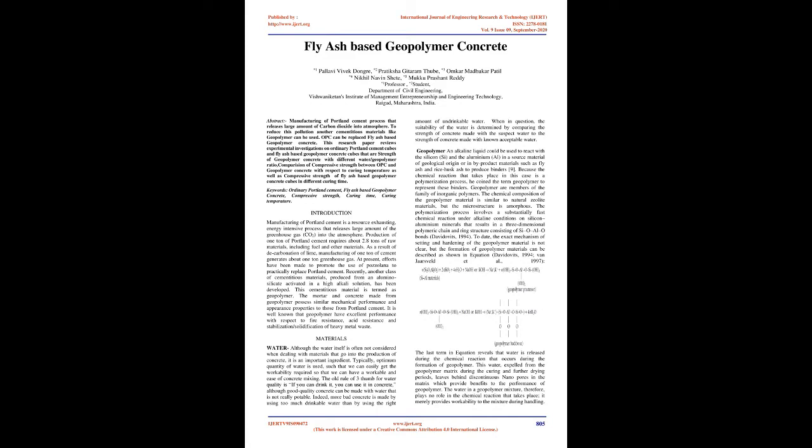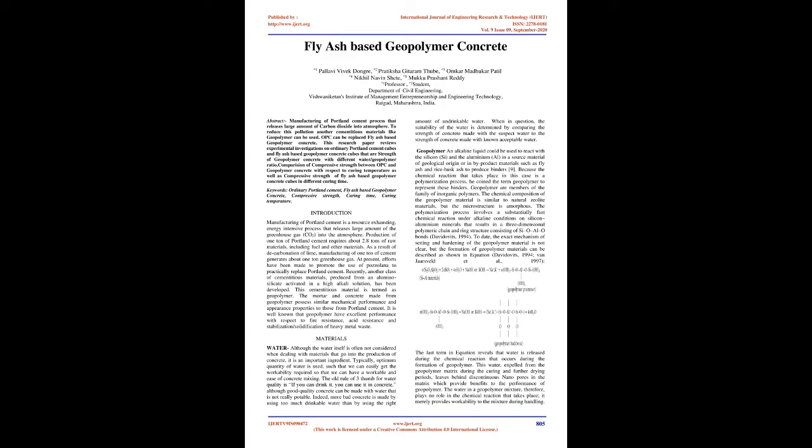This research paper reviews experimental investigations on ordinary Portland cement cubes and fly ash-based geopolymer concrete cubes: the strength of geopolymer concrete with different water/geopolymer ratios, a comparison of compressive strength between OPC and geopolymer concrete with respect to curing temperature, as well as the compressive strength of fly ash-based geopolymer concrete cubes at different curing times. Keywords: ordinary Portland cement, fly ash-based geopolymer concrete, compressive strength, curing time, curing temperature.